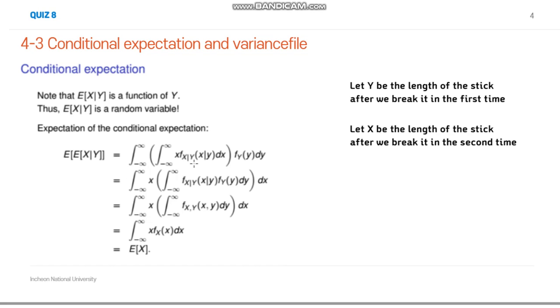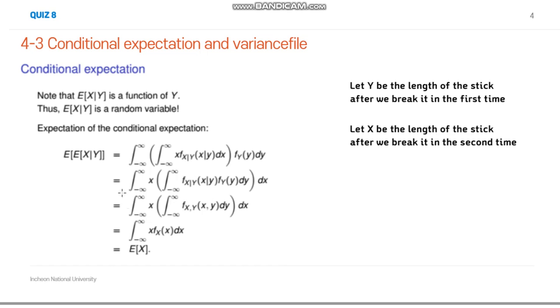Alright, before we start the last step, I want to check the conditional expectation from chapter 4. Here is the conditional expectation. If the expectation of X given Y is a function of Y, it satisfies the following equation: the expectation of E[X|Y] is the same as E[X].